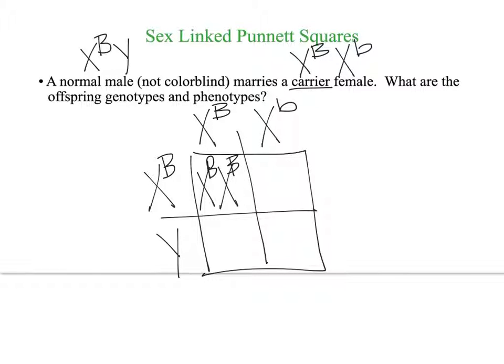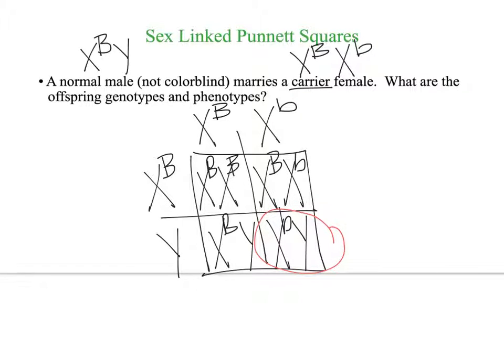So there's one normal female. And here we have a carrier female. Normal male. Ooh, colorblind male. So here we have a 25% chance of having a male who's colorblind. We have a 25% chance of having a normal female, carrier female, and normal male.